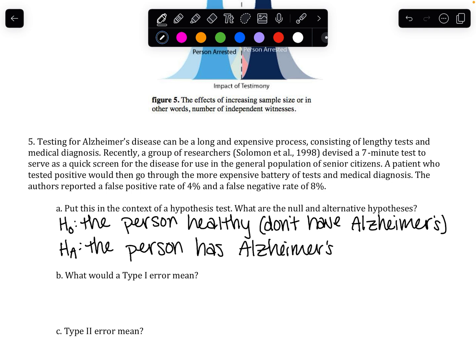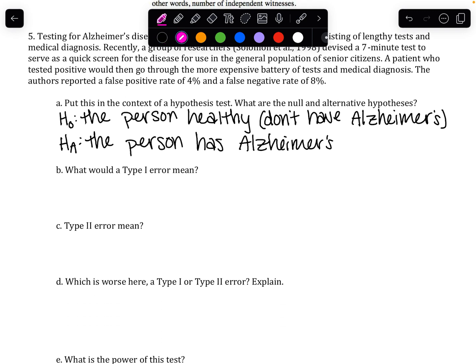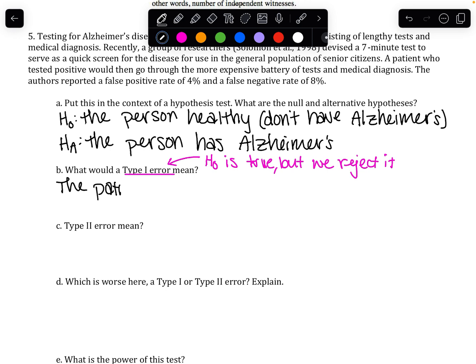So, what does a type 1 error mean in this context? Type 1 error, remember, that means that the null hypothesis is true, but we reject it. So, that means the patient doesn't have Alzheimer's. Yeah. The null hypothesis says the person is healthy, so the patient doesn't have Alzheimer's.